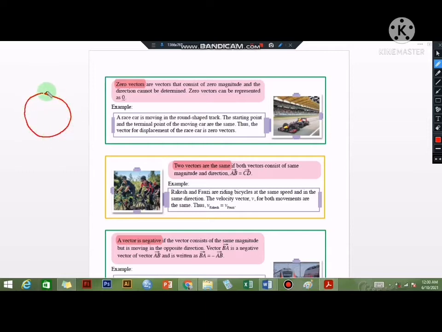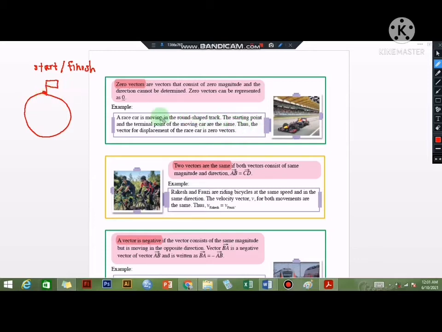This is the finishing line and also the starting line. Start, finish. So a race car is moving in the round shaped track. The starting point and the terminal point of the moving car are the same. So this is the starting point and also the finishing point.